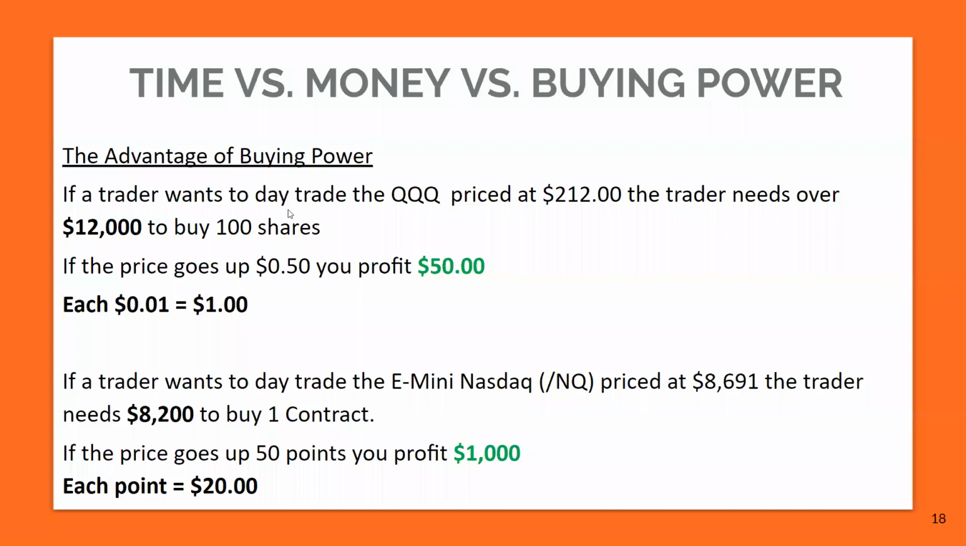We have a bigger margin, but you need about $8,200 to buy a contract. And if the price goes up 50 points, you make $1,000 because each point is $20. Let me show you on charts what I mean.